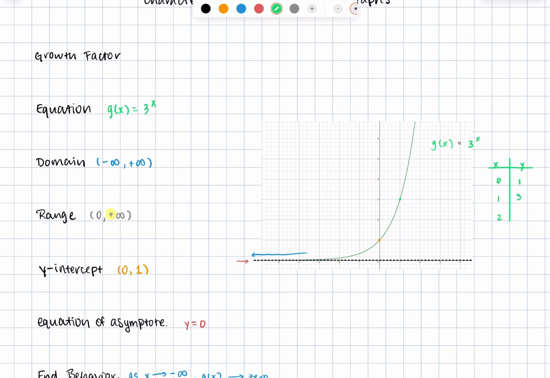And our growth factor is, from 1, what number do we hit? So like from 0 to 1, we go from 1 times what number? So 1 times x equals 3. And x equals 3. So our growth factor is also 3.